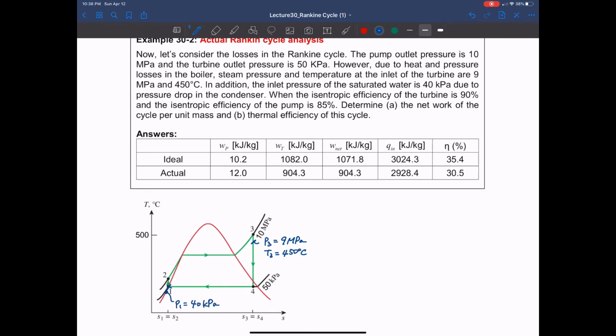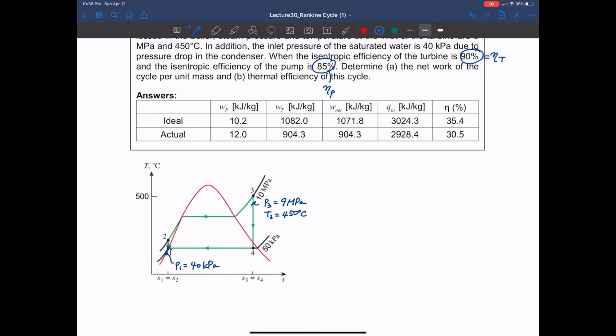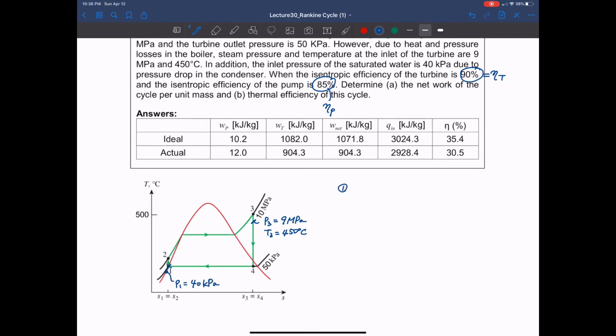Okay, and also we have isentropic efficiencies of the turbine at 90% and also for the pump at 85%. So that is what we know. That is turbine efficiency, and that is pump efficiency. So still we want to calculate the net work and the thermal efficiency. Again, we have to calculate enthalpy values at all points, like 1, 2, 3, and 4. But because there are loss factors, we have to consider all these things. Particularly, we have to think about how to use the isentropic efficiencies for a pump and a turbine. Okay, so with that being said, let's try to calculate state 1.